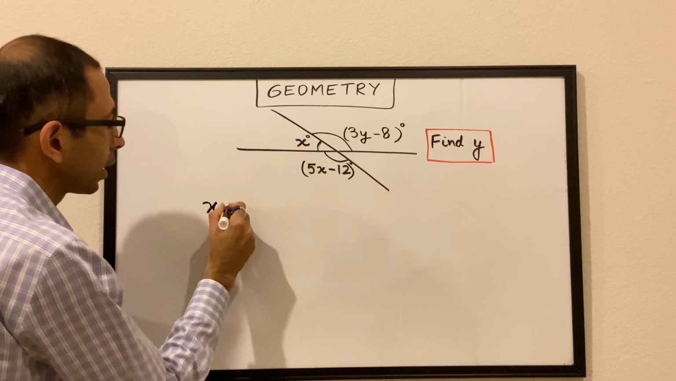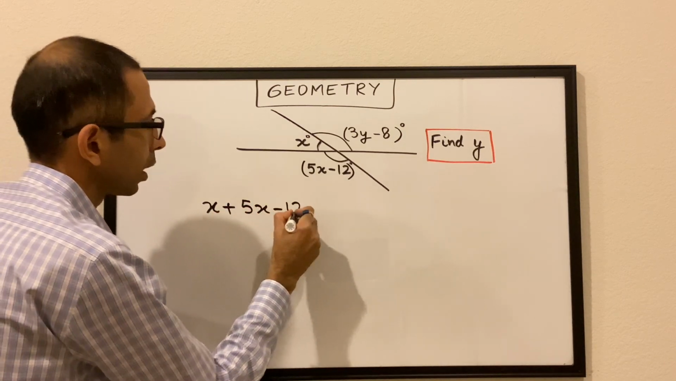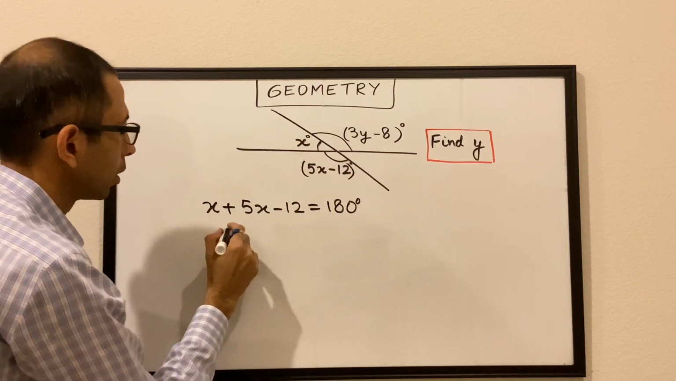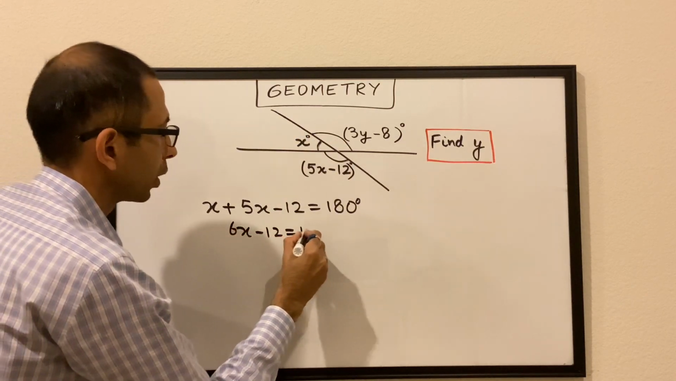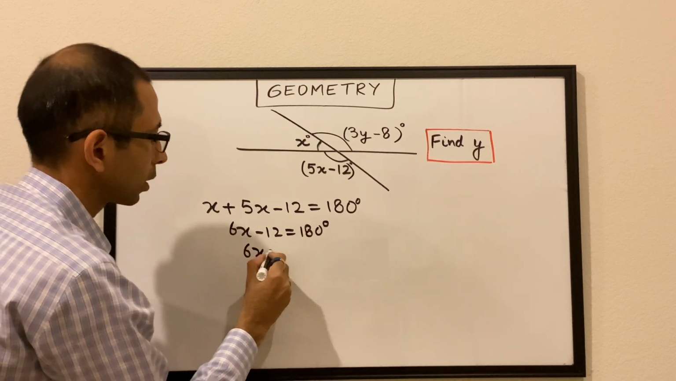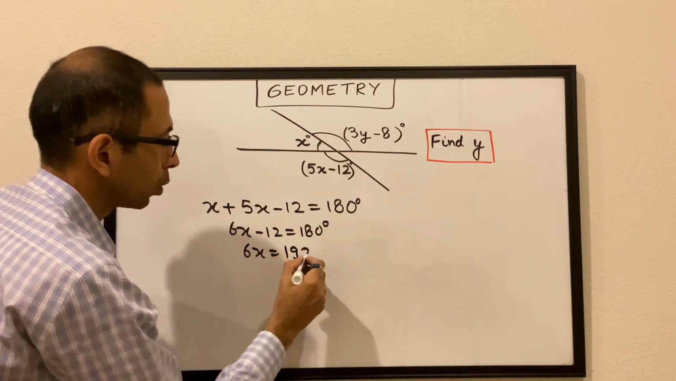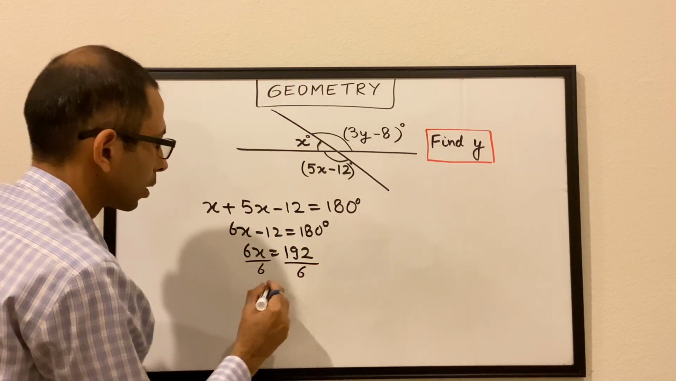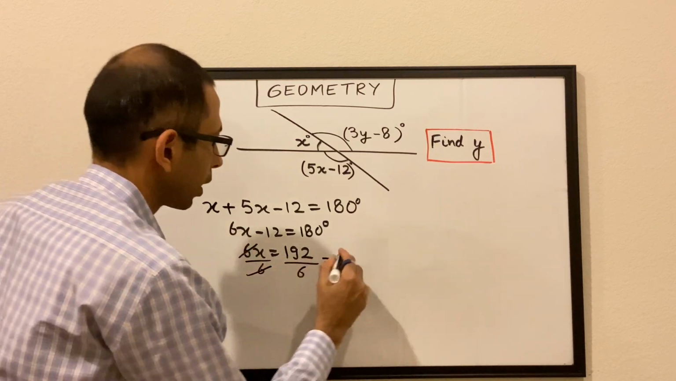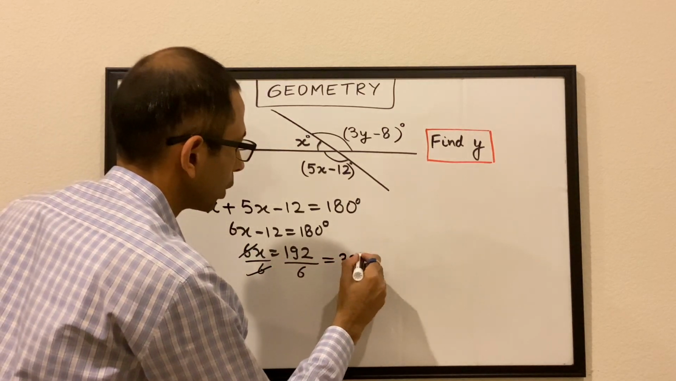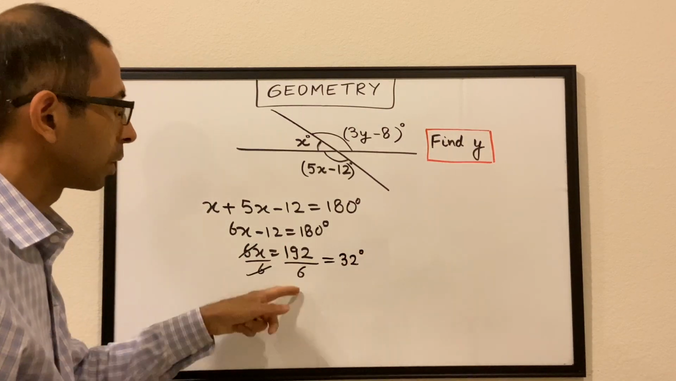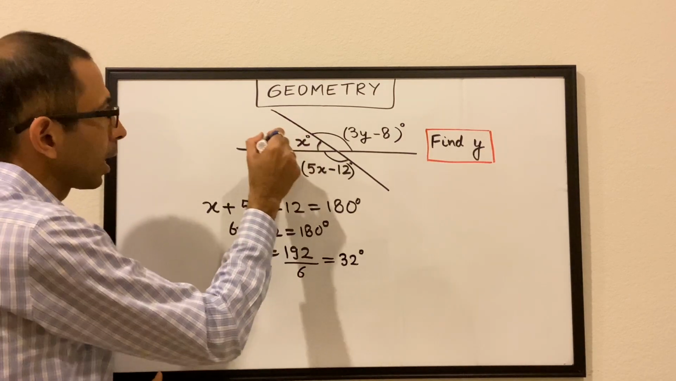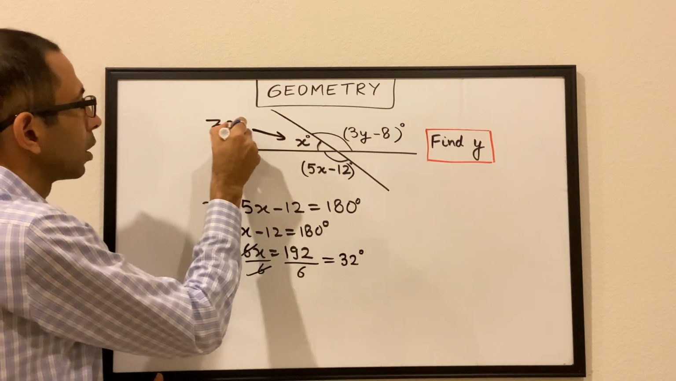So x plus 5x minus 12 is equal to 180 degrees, right? Because these are straight angle pairs. So 6x minus 12 is equal to 180 degrees, which gives us 6x is equal to 192 degrees, because we're doing plus 12 here and plus 12 here, dividing by 6, and you're getting the value of x as 32 degrees, right? 192 divided by 6 is 32. So we got the value of x as 32 degrees. So this angle is nothing but 32 degrees.